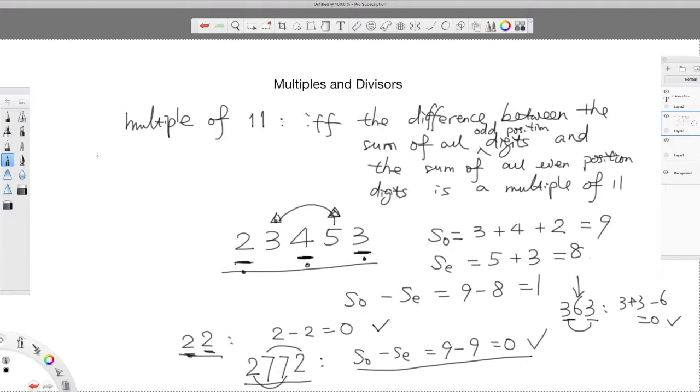How do we prove this property? It follows very similarly to how we proved that a number is a multiple of 9 if and only if the sum of its digits is a multiple of 9. You can try to work it out by yourself.